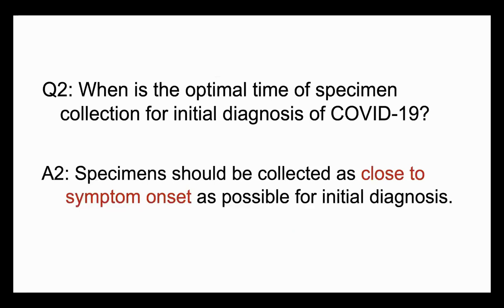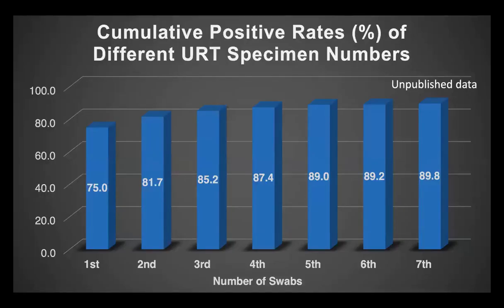So the optimal time of specimen collection should be as close to symptom onset as possible. So repeat sampling is needed to increase detection probability, especially when the patient comes not within the 3 days before and 2 to 3 days after symptom onset.